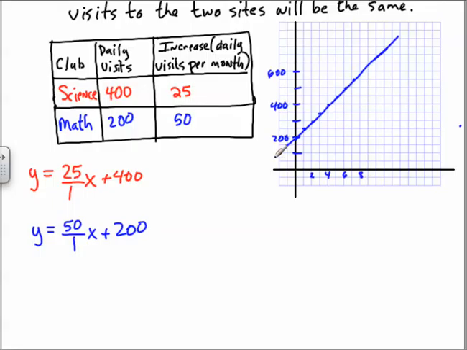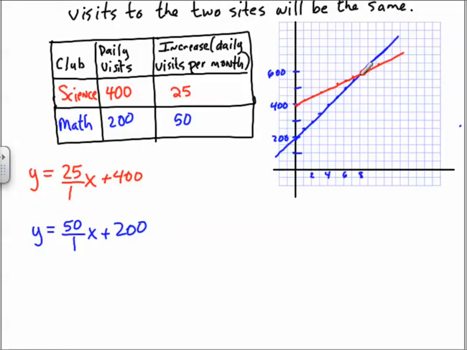Okay. Now the Science Club, they're already at 400, but they only go up 25, so that means I go half a unit up over 1. Right? So you can see the slope of this line is shallower. Half a unit. Check it, guys. I'm feeling good about this spot.